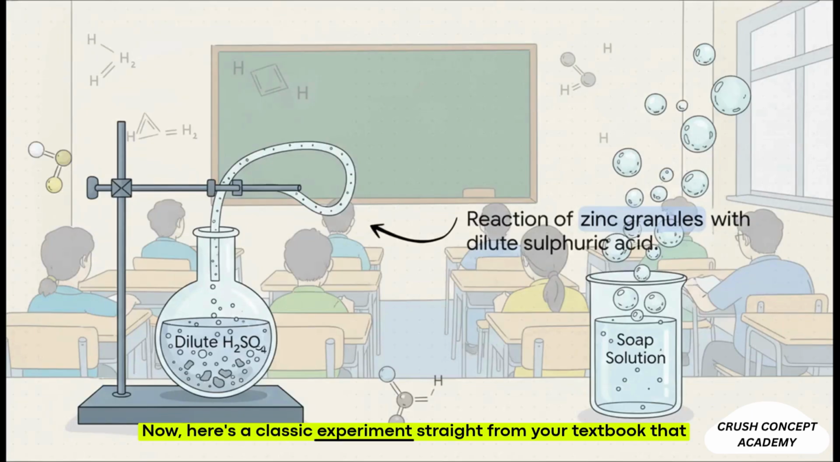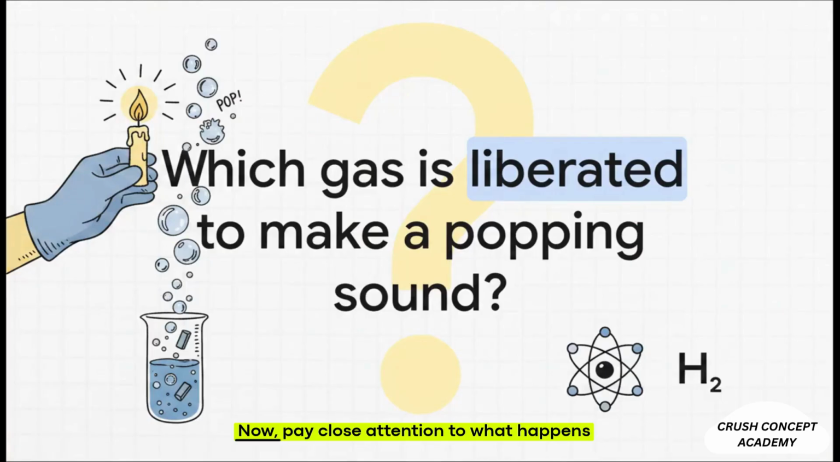Now here's a classic experiment straight from your textbook that shows us another awesome way to test substances. In this setup, we're reacting solid zinc granules with dilute sulfuric acid. Do you notice those bubbles forming in the tube? What's happening is the metal is actively displacing hydrogen atoms right out of the acid, which forms a salt. Then, we take that evolved gas, pass it through a soap solution, and that's what creates those amazing bubbles you see rising up. Now pay close attention to what happens when you hold a burning candle right up to those soap bubbles. Pop! You get a tiny little explosion.